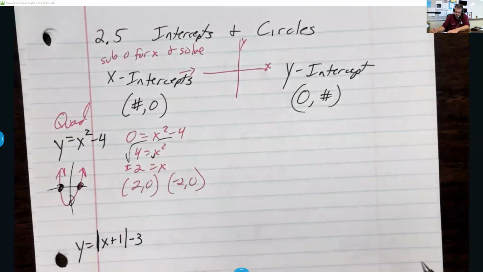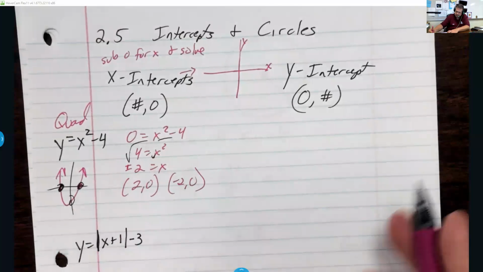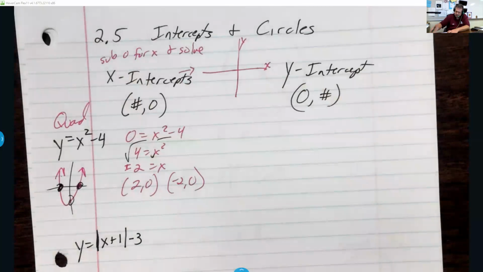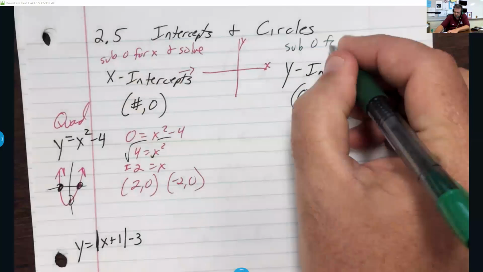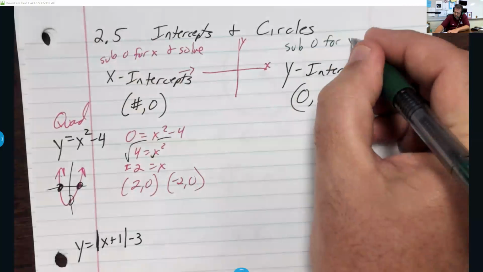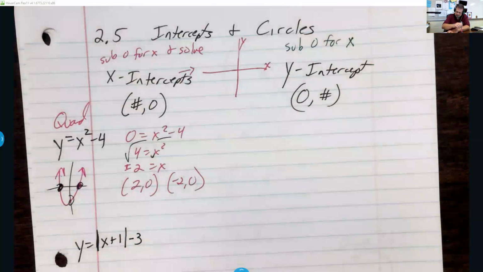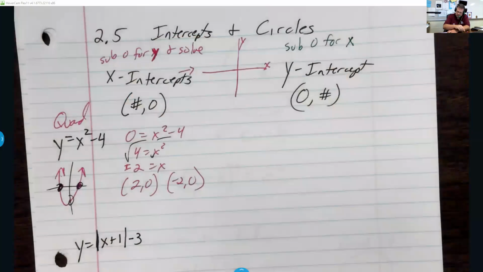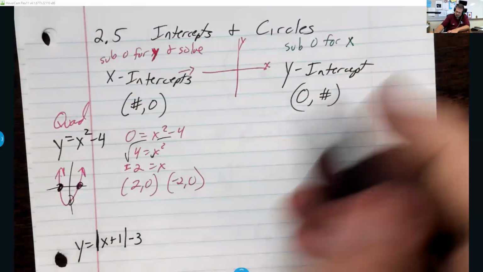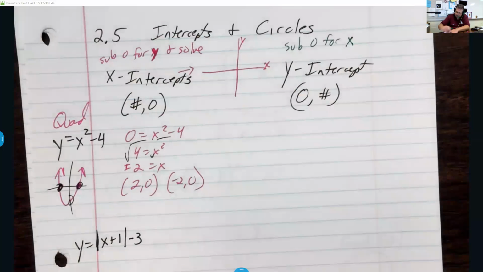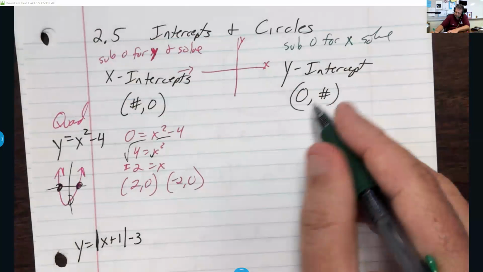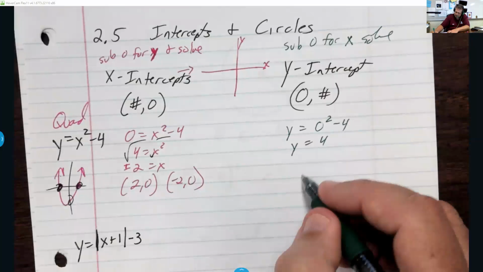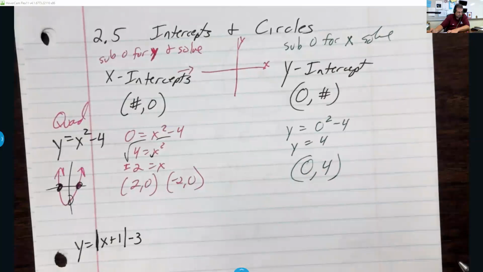Now, y-intercept. For any kind of function, we can only have one y-intercept. So how do I find y-intercepts? We are going to sub 0 for x. Actually, I messed that up for you a second ago. I said y, but let me write that. For the x-intercepts, we sub 0 for y and solve. Here we're going to sub 0 for x and solve. So we're going to have y is equal to 0 squared minus 4, or y is equal to negative 4. So that means we're going to have a y-intercept at (0, negative 4).